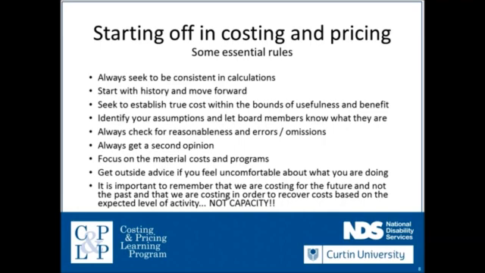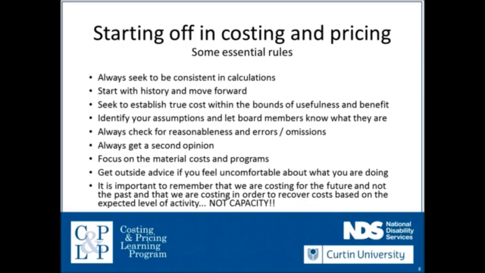The third element is, of course, that you need to establish true costs within the bounds of usefulness and benefit. In our last webinar, we talked about the cost-benefit ratio, or the cost-benefit rule, and this rule applies equally in this webinar. In other words, we want to undertake a costing and pricing process that is sufficiently robust to allow us to feel comfortable in terms of our expectations, and also to allow us to strategize for financial sustainability, but equally is not so painfully developed that it costs us quite a lot in time and money, but doesn't really provide us with a significant benefit over and above what we might have done had we done slightly lesser work.